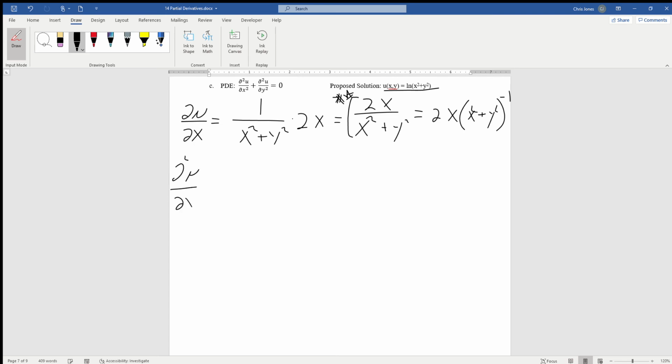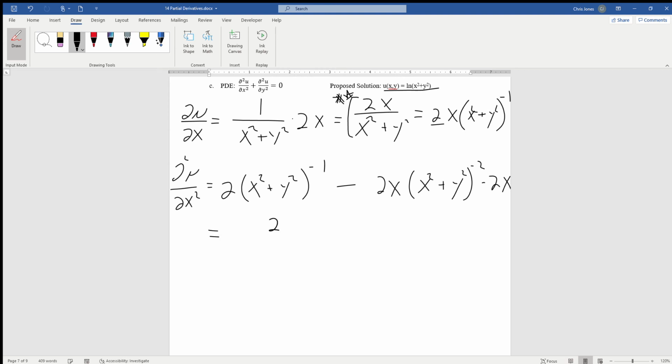So the second partial of u with respect to x, we're going to use the product rule. The derivative of 2x is 2, and we still have (x squared plus y squared) to the minus 1. Then we keep the 2x as is, move the negative in front, so it's minus 2x, times (x squared plus y squared) to the minus 2, times the derivative of the interior function with respect to x, which is another 2x. All of that said, we end up with 2 over x squared plus y squared, minus 4x squared over (x squared plus y squared) squared.